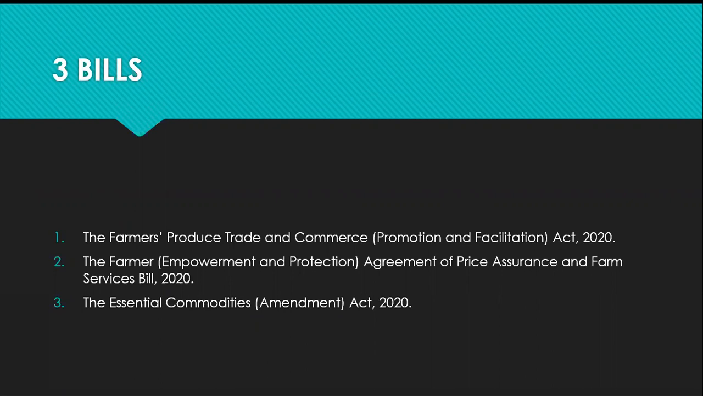Now, the major thing is that the first two bills are new, but the third one, the Essential Commodities Amendment Act 2020, as mentioned in the name itself, is an amendment. It's an amendment of the initial principal act, which is the Essential Commodities Act 1955. There was an Essential Commodities Act 1955, which is amended now, and thus named after the amendment, it was named the Essential Commodities Amendment Act 2020. Now, moving on to the first bill.